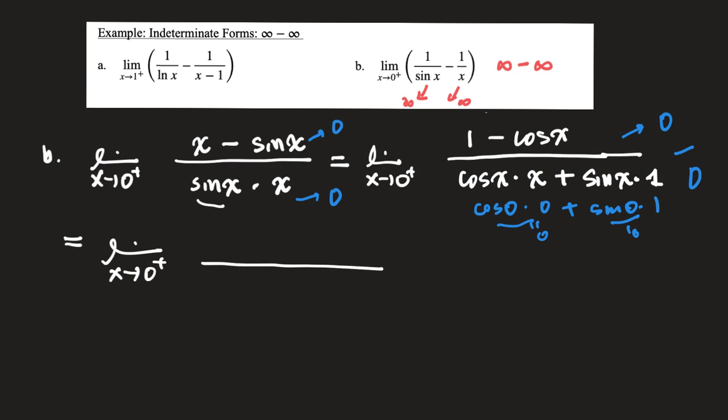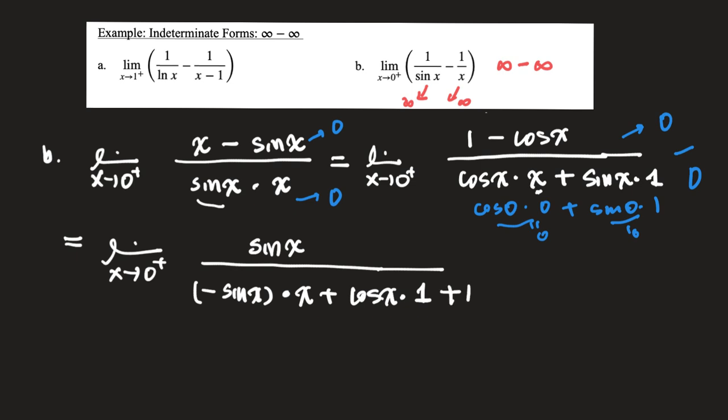The derivative of 1 minus cosine x: the derivative of cosine x is negative sine x, so here it is a positive sine x. Use the product rule one more time, guys. Cosine's derivative is negative sine x times x, plus cosine x times the derivative of x, which is 1. The derivative of sine x is, here, plus cosine x.